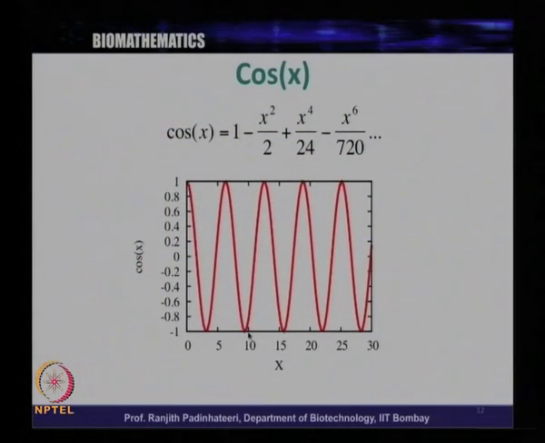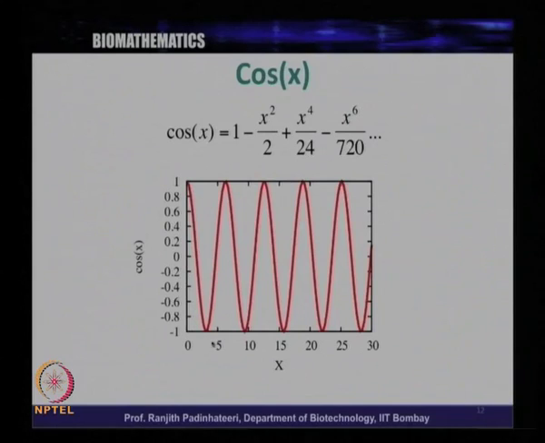Just like sin x, there is another function called cosine of x, written as cos of x. So, let us look at the next slide, which is cos of x, which can be written as 1 minus x square by 2 plus x power 4 by 24 minus x power 6 by 720 and so on and so forth. So, again cos of x can be written as a combination of the known functions like x square, x power 4, x power 6, etc. And if you sum all of them, you will get cos of x.